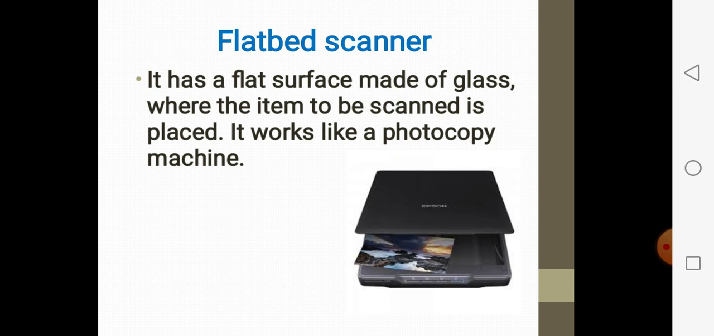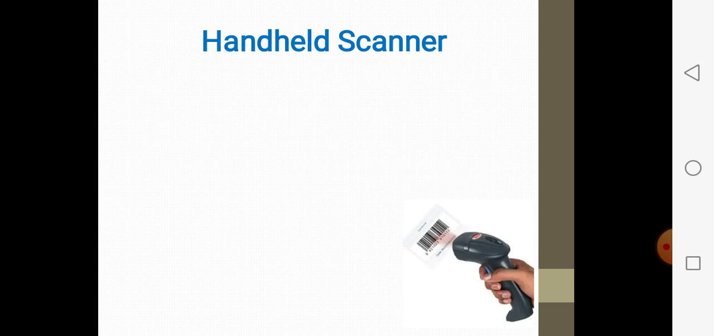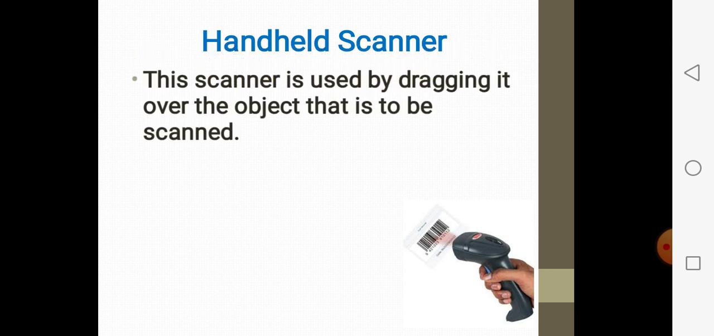There are two types of image extension: it comes in JPEG form or PNG form, but mostly it comes in JPEG format only. This flatbed scanner has a flat surface made of glass where the item to be scanned is placed. It works like a photocopy machine. Now see the second one, a handheld scanner. I put here a picture of a handheld scanner. This scanner is used by dragging it over the object that is to be scanned.